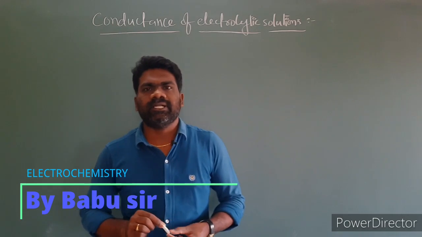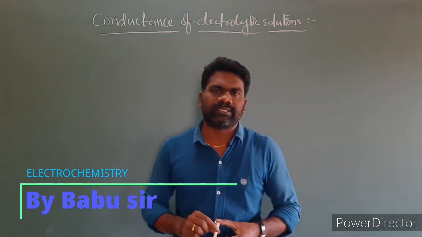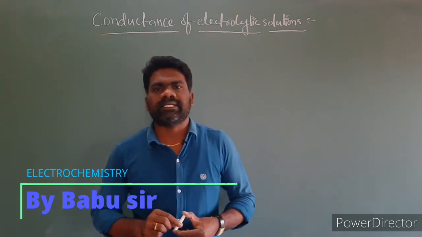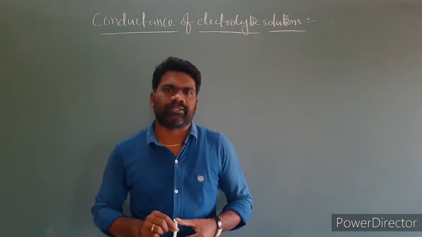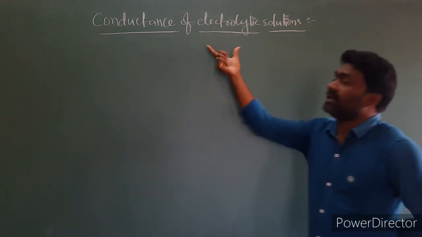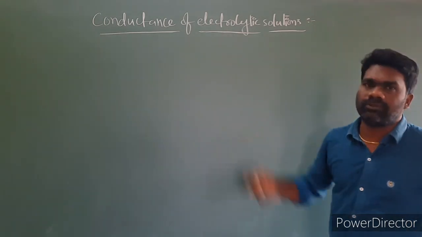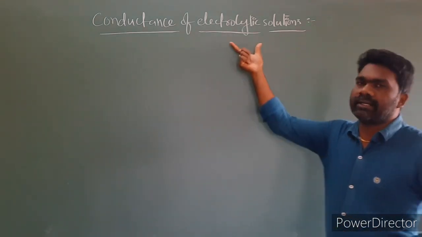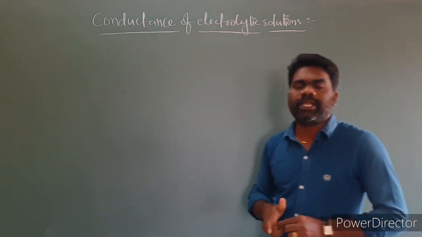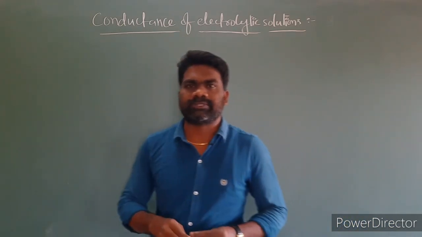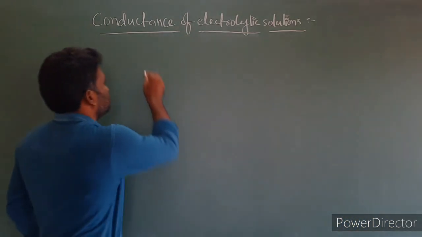In the last class you learned equilibrium constant from the Nernst equation, electrochemical cell, and Gibbs energy of reaction. Today's topic is conductance of electrolytic solution. Before going to learn conductance of electrolytic solution, we need to understand some basic terms. The first one is resistance.